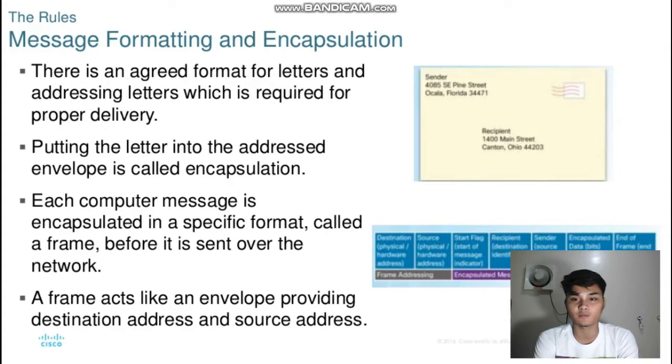As you can see, we have message formatting and encapsulation. There is an agreed format for letters and addressing letters, which is required for proper delivery. Putting the letter in the addressed envelope is called encapsulation. Each computer message is encapsulated in a specific format called a frame. A frame acts like an envelope, providing destination and source addresses.